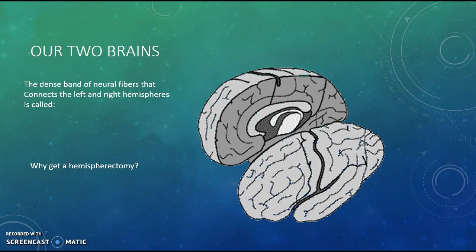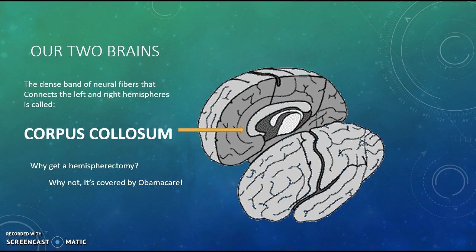the degree to which sound will travel across our vocal cords. We talked about having 2 brains, our left and our right hemisphere. The dense band of neural fibers that connects the left and right hemispheres, as everyone should know at this point, is the corpus callosum. So why get a hemispherectomy? Why do some people have that split? Why not? It's covered by Obamacare. No, seriously, why would someone do that?